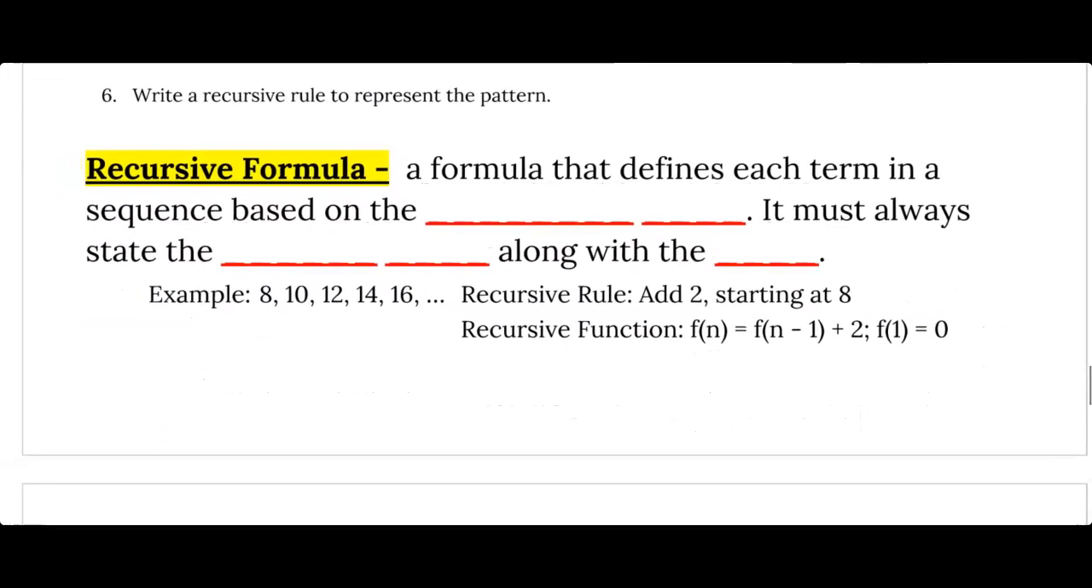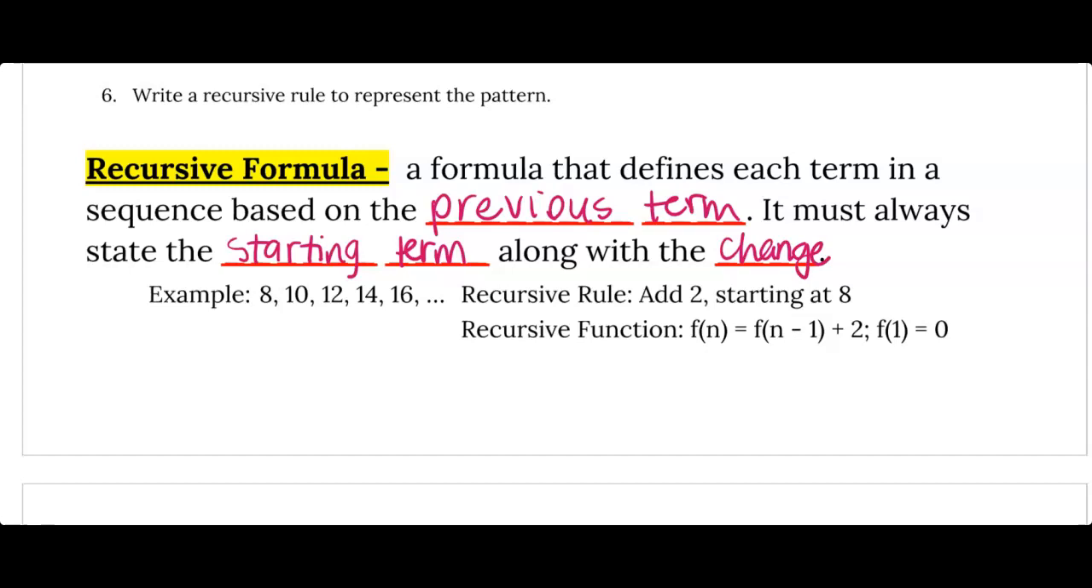So we're just going to remember what a recursive formula is. Remember that it's just a formula that defines each term in a sequence based on the previous term. It must always state the starting term or the initial amount along with whatever the change is. And yesterday we talked about using recursive rules and adding 2, starting at 8, and putting it into words.